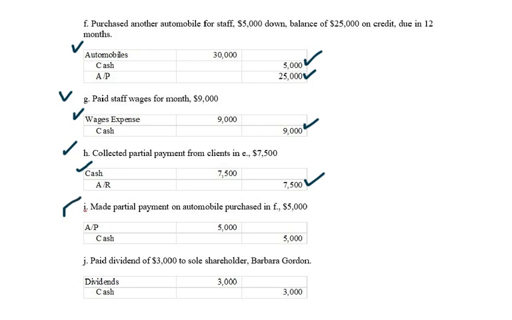I, we're going to make a partial payment on the automobile from F. In this case, you could say paid on account or on credit $5,000. That means on accounts payable in this context. Accounts payable needs to be reduced, so debit that, and then credit cash for 5. And then lastly, we're going to pay that $3,000 dividend to Barbara Gordon. So that should just be dividends debit, cash credit, for the $3,000.